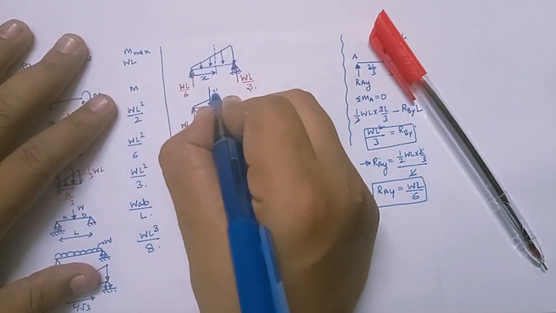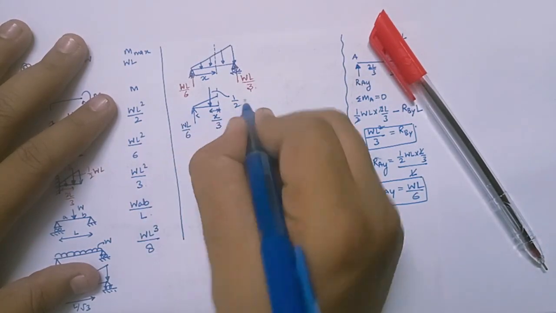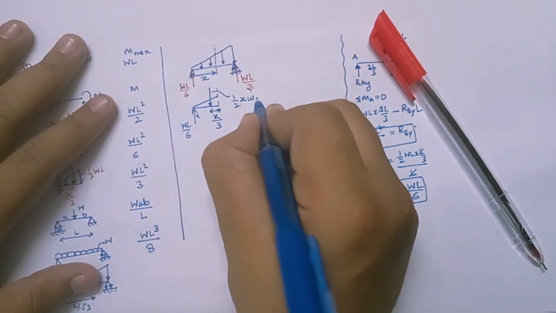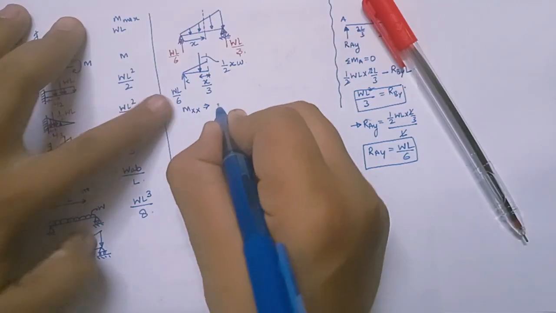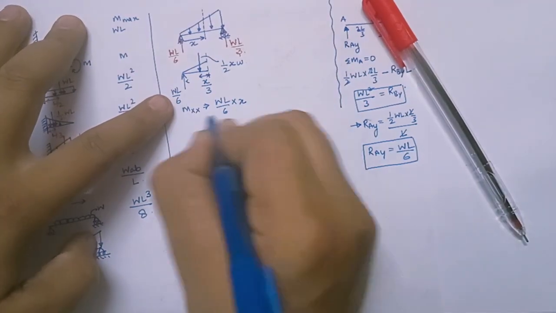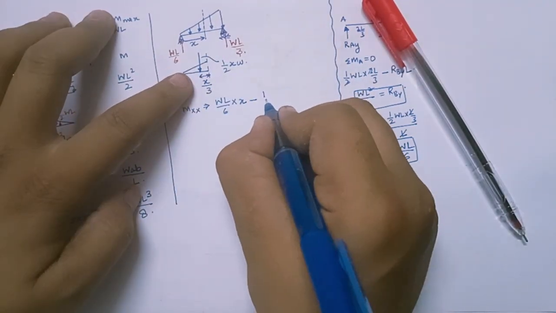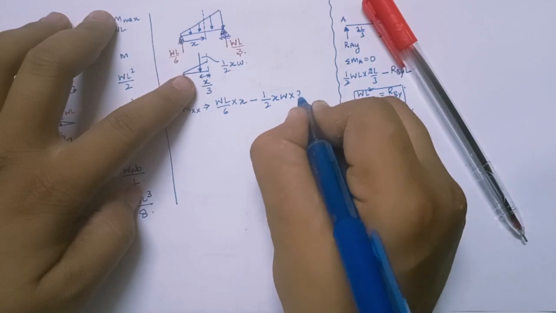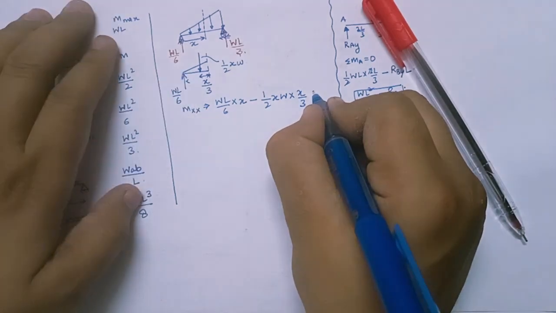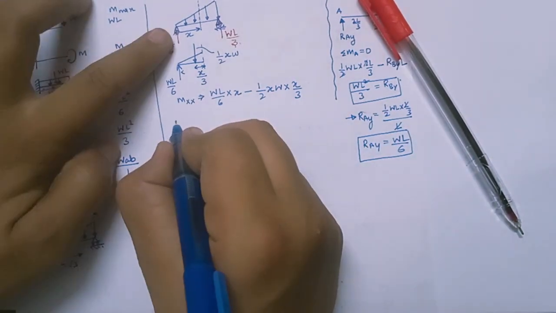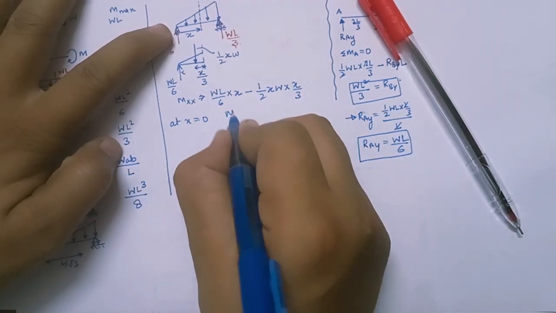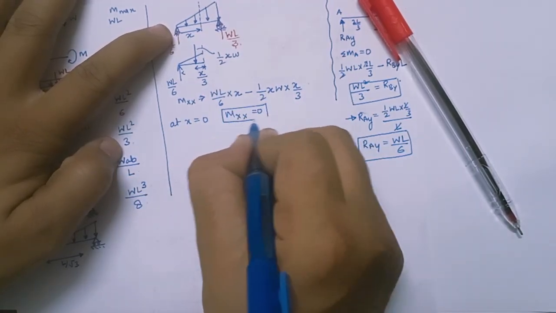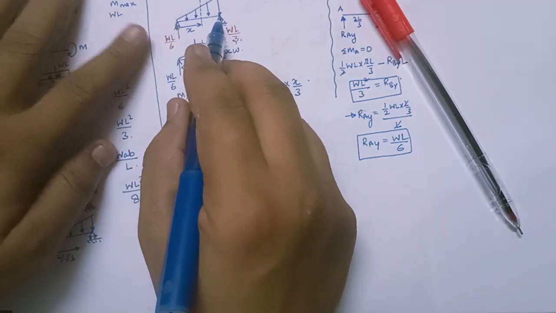And what is this force? This force will be half base X into W, right? Just write the moment about XX. What will I get? WL by 6 into X, it is clockwise, and this is anti-clockwise, minus half XW into X by 3 is equal to Mx, right? Now if I want to calculate at x equal to 0, the moment will be 0.